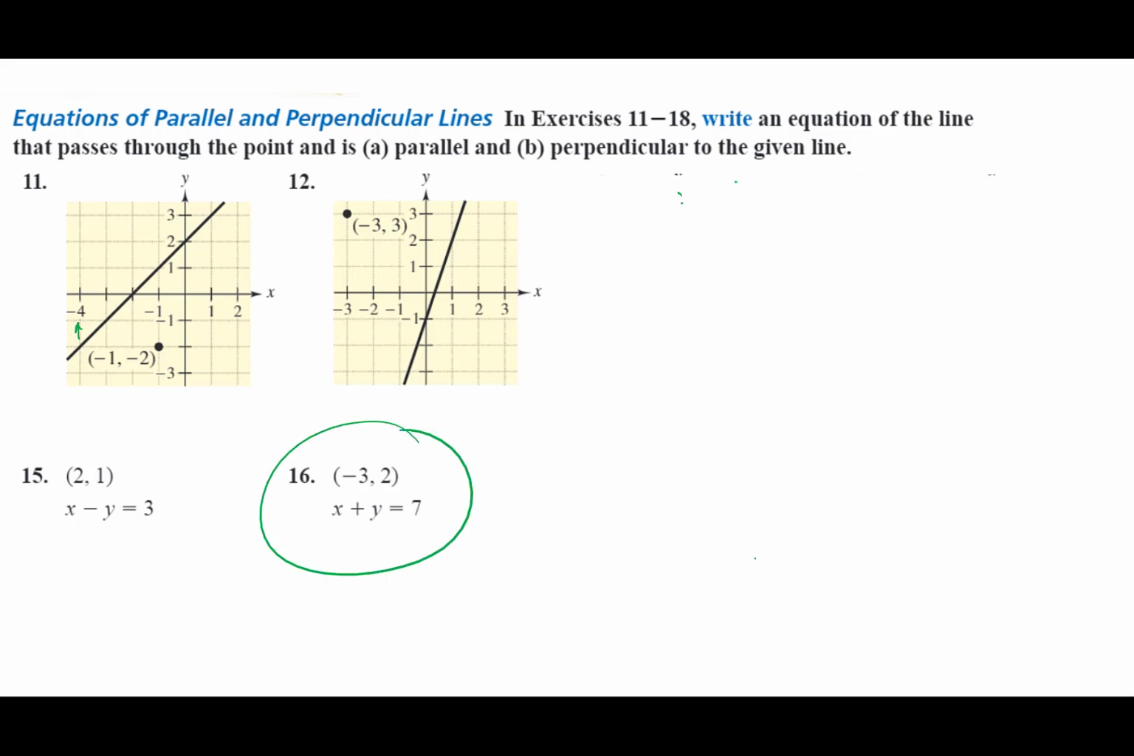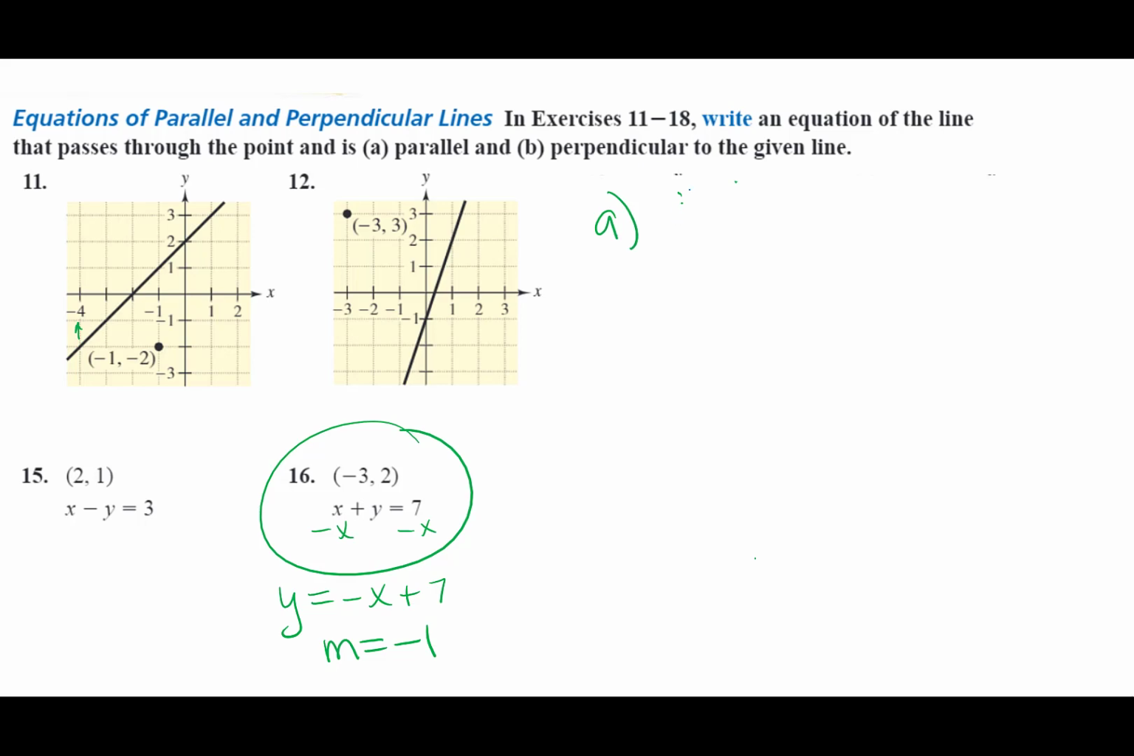We're going to do the same thing, except this time we don't have a picture of it. And so the first thing we're going to do is still find the slope of this equation. The easiest way to find slope is to rewrite this in slope-intercept form by subtracting x from both sides. The slope-intercept form would be y equals -x plus 7. The coefficient of the x term, that's your slope. So this line has a slope of -1.